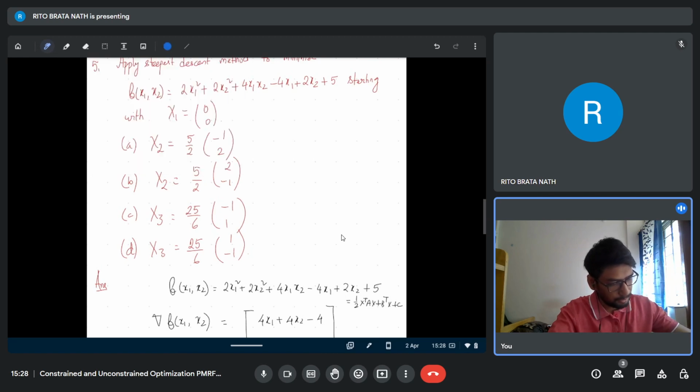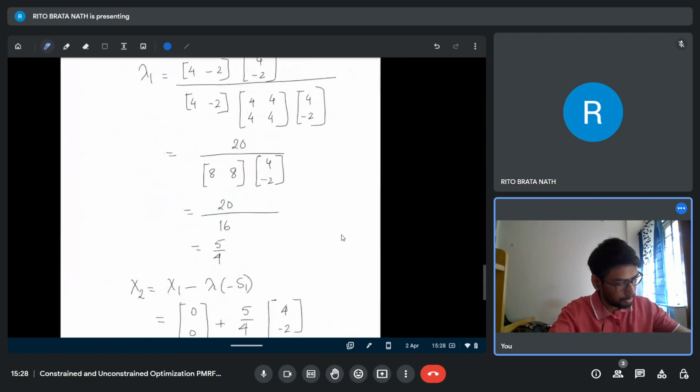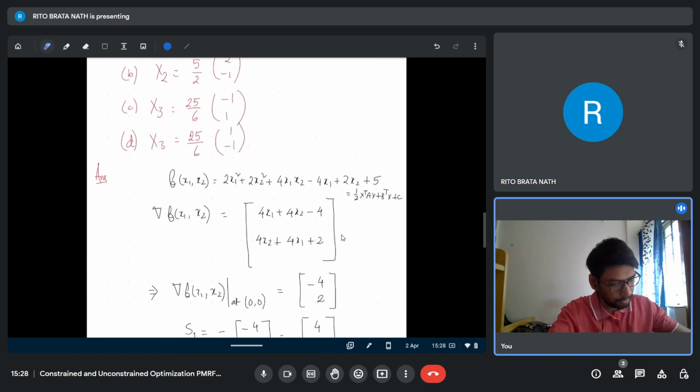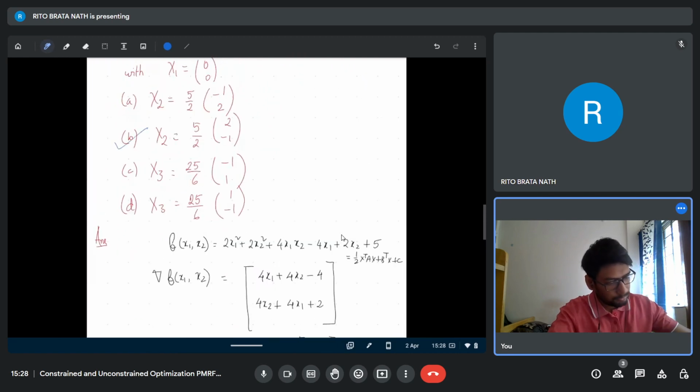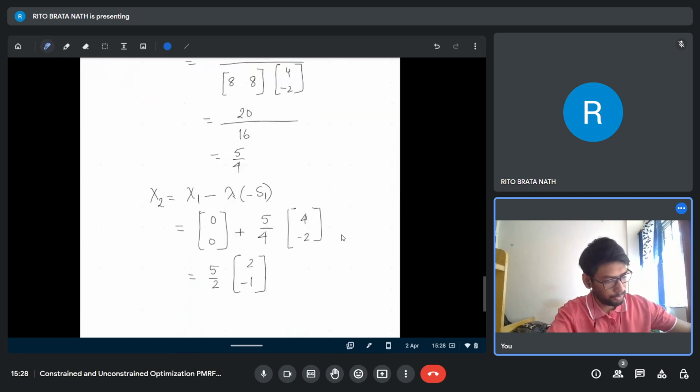This will be 5 by 2, 2 minus 1. The option is the correct one. Now I have to also find x3 here. Okay, so let me try and find x3. So let me just quickly open it. Okay, so for x3, what will we do?